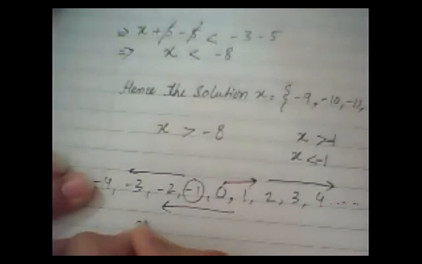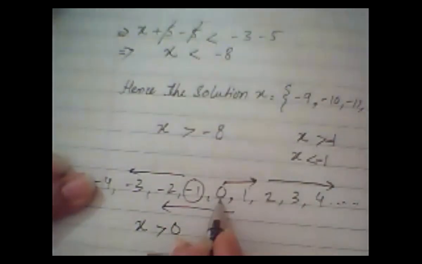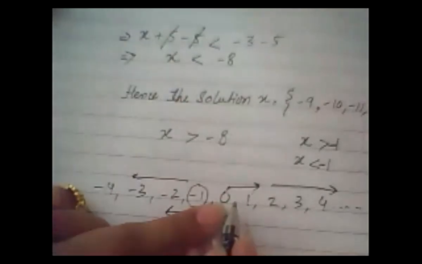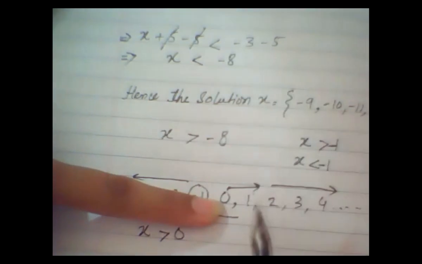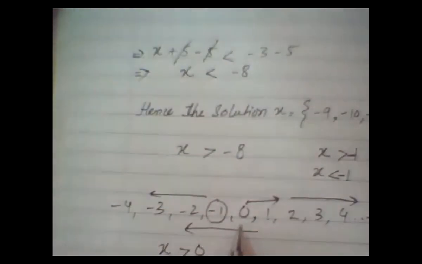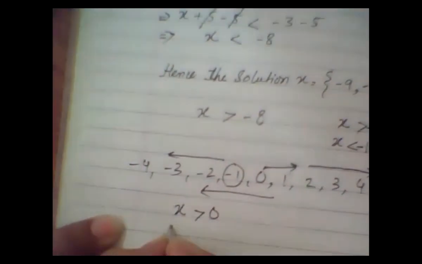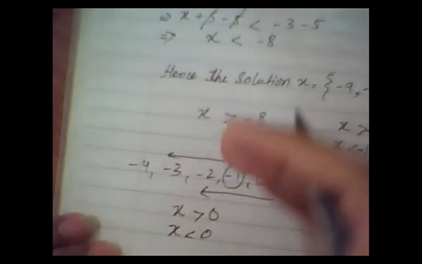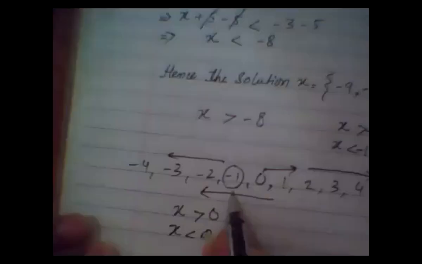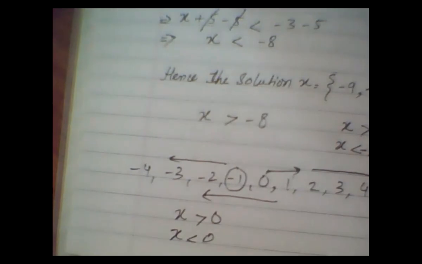For example, student, you get the answer x is greater than 0. What will be the answer? 0 is here. The greater than sign is there, so we have to move towards the right hand side. The answer will be 1, 2, 3, 4, and so on. And when x is less than 0, we have to move towards the left hand side. That means minus 1, minus 2, and so on.